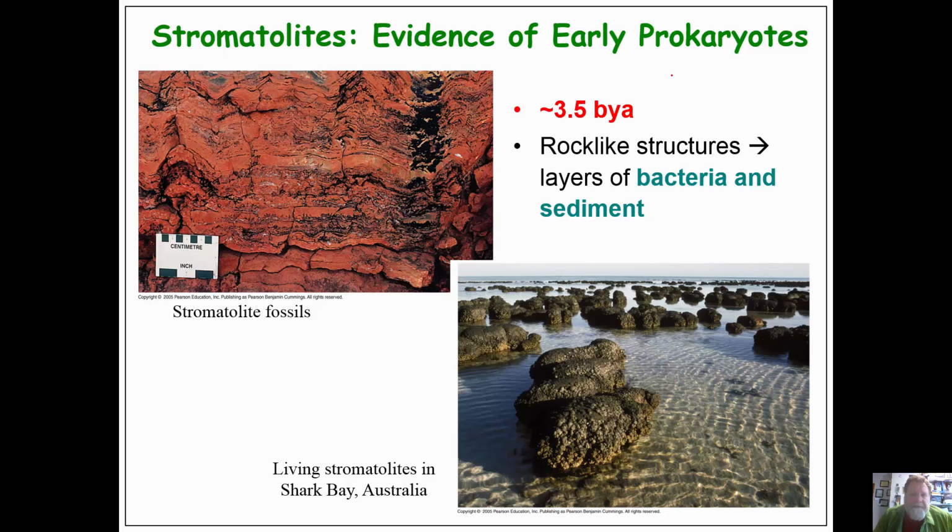What are some of the early lives that we see? Stromatolites, which are evidence of early prokaryotes, occur roughly about 3.5 billion years ago. We see these rock-like structures made of bacteria and sediment. We see stromatolites a lot today in Shark Bay in Australia, where we have these mats of algae that cause the structures to form.